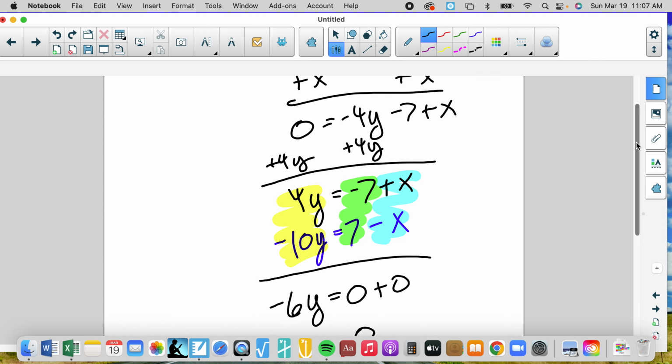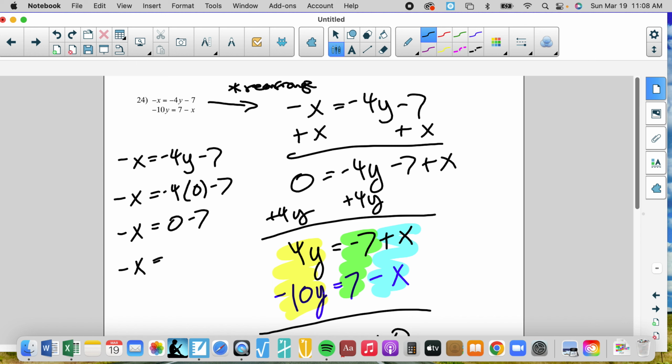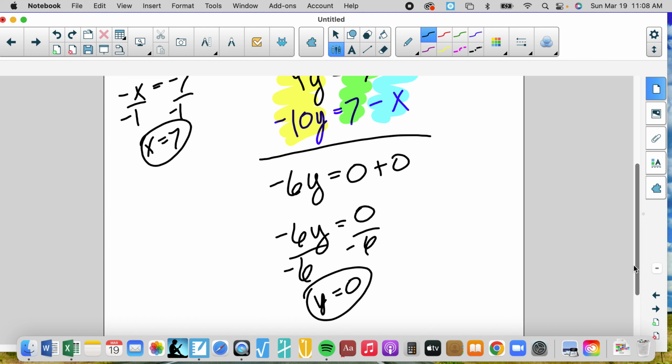So my y value is 0. I'm going to pick one of these equations. Let's pick the top one. I know it's harder or more uncomfortable. We get negative x equals negative 4 times 0 minus 7. Negative x is 0 minus 7. Negative x equals negative 7. I'm going to divide by negative 1. X equals 7. So I think my solution is 7, 0.